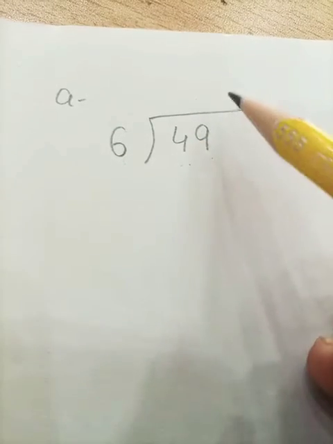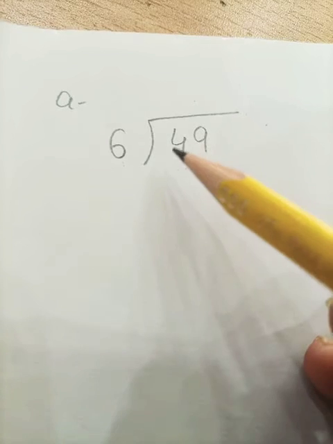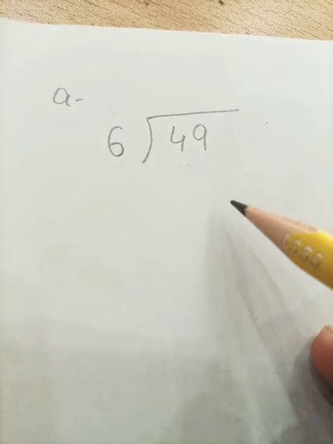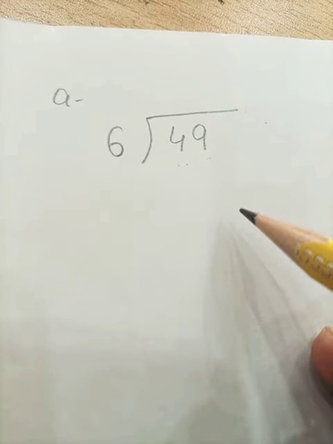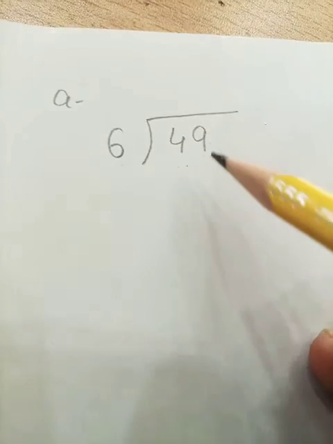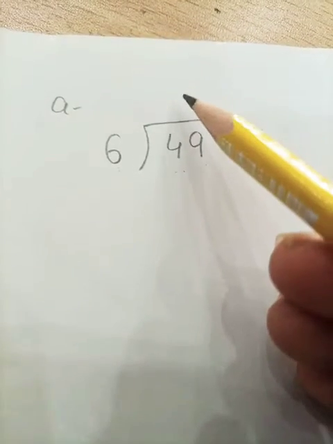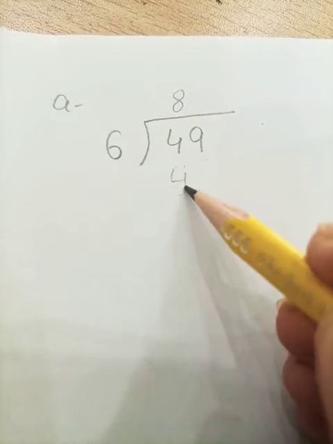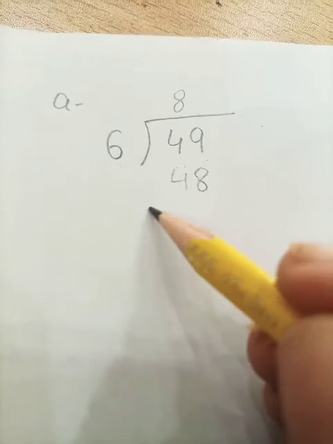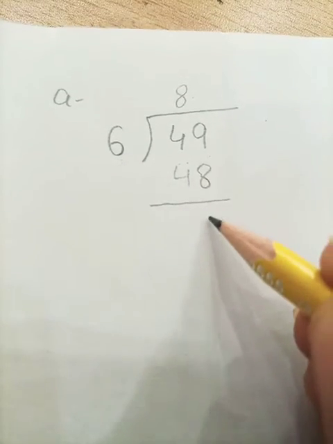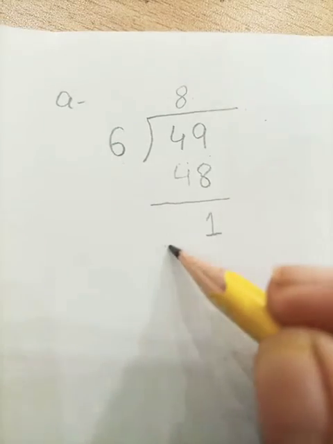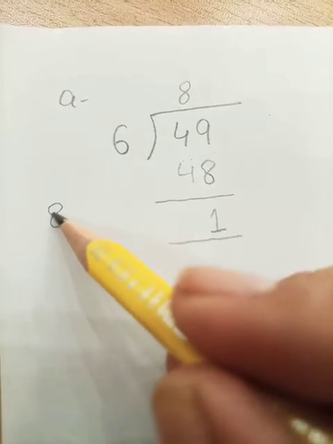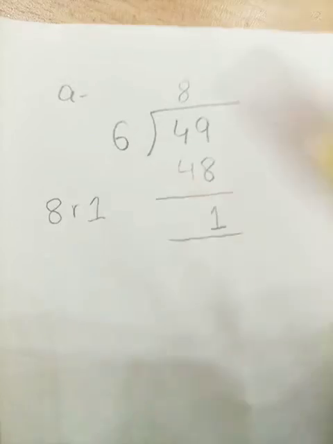6 ones are 6, 6 twos are 12, 6 threes are 18, 6 fours are 24, 6 fives are 30, 6 sixes are 36, 6 sevens are 42 and 6 eights are 48. So students, here I am writing my quotient above this, and 6 eights are 48, my product, here just beneath the 49. So students, here I am left with the number 1. That is my remainder. So students, you will write your answer as 8 remainder 1.